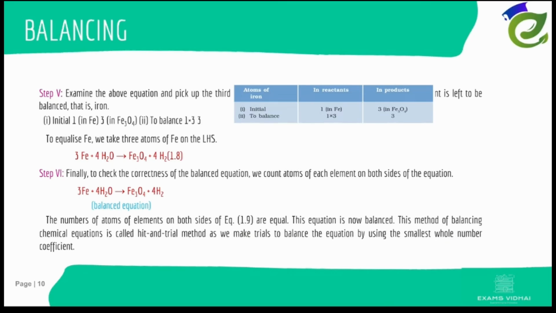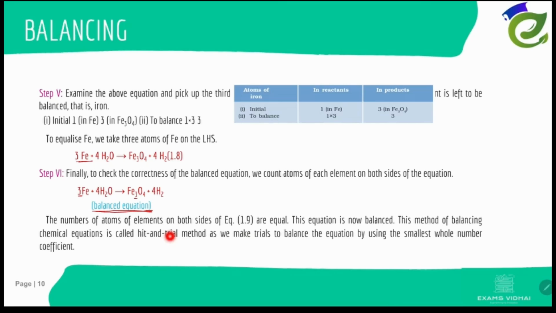So we have shown that it is not balanced. Therefore, we are multiplying iron with 3 to get a balanced equation. Therefore, this is the complete balanced equation. How will we say that this is the complete balanced equation? Here 3 iron is there, and in the product side also we have 3 iron, that is ferric oxide.